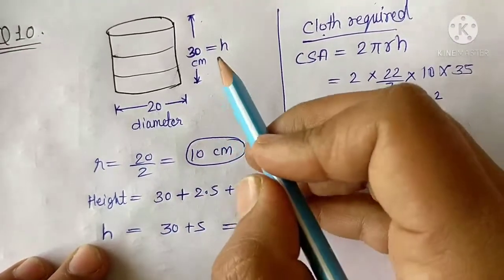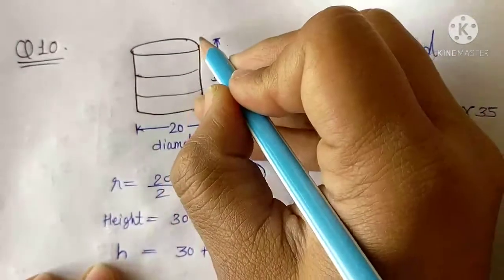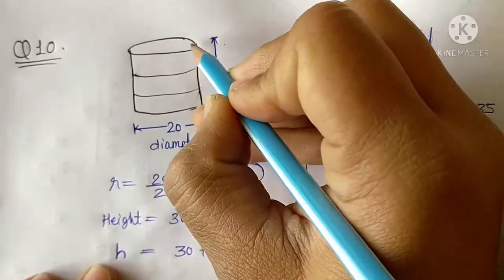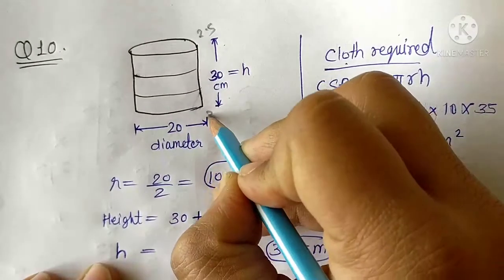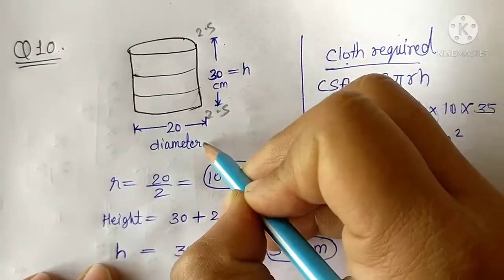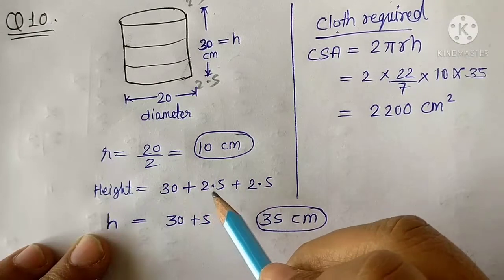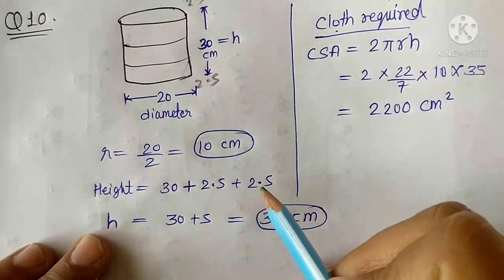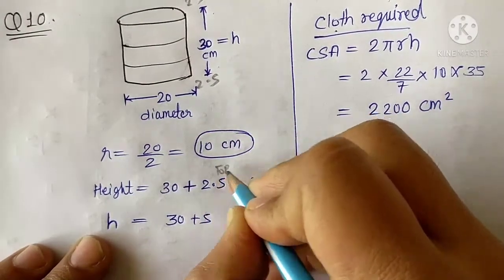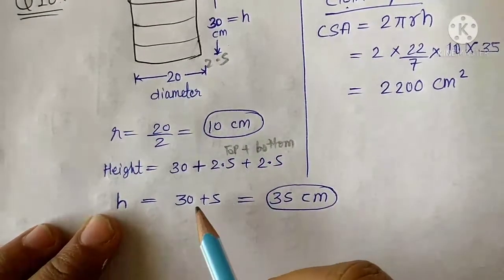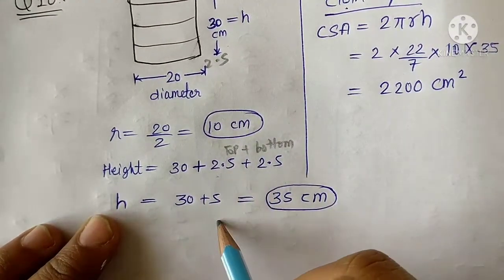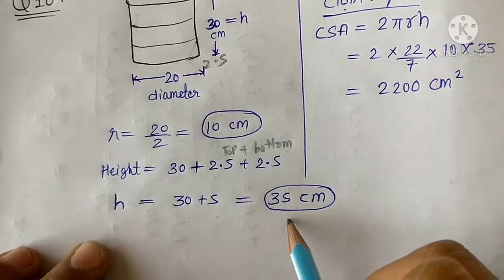Then height is 30 centimeter. We have to leave a bottom margin and a top margin, 2.5 from the top and 2.5 from the bottom also. So we have to add this in the height only. 30 plus 2.5 plus 2.5, top plus bottom, so 2.5 plus 2.5 is 5. 30 plus 5 becomes 35 centimeter.